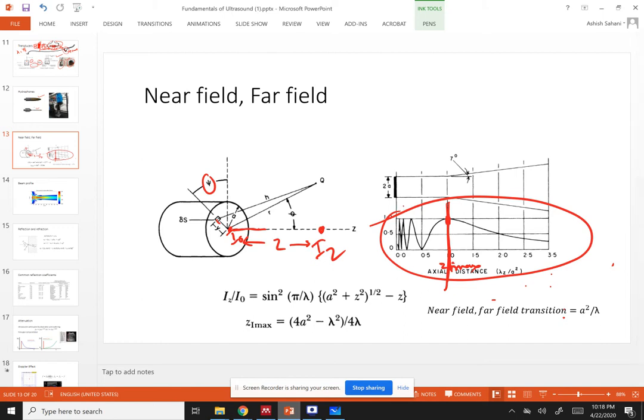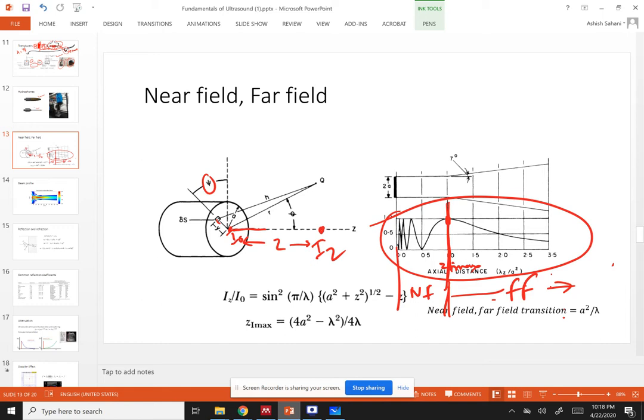We call it the near field to far field transition zone. From this point to this point it is called the near field, and from this point onwards it is called the far field. So this is the near field far field transition. The exact value for this is given by (4a² − λ²) / 4λ.